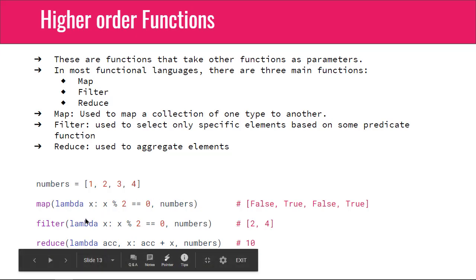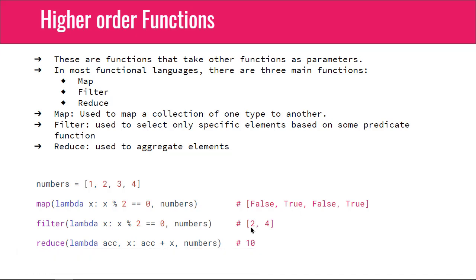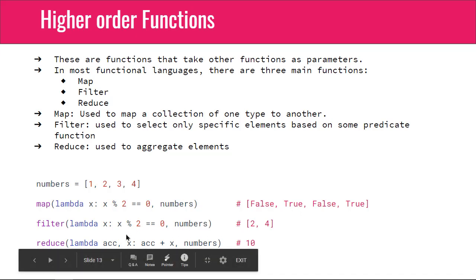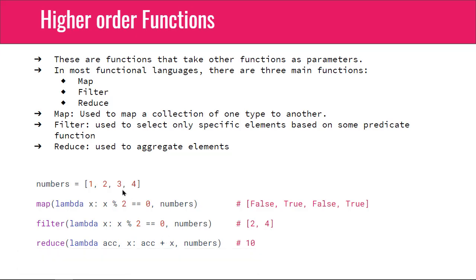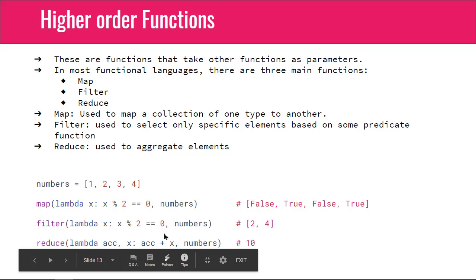Let's say we want to filter out only the even numbers. In that case, we can use the filter function. So here the lambda expression is the same, and wherever we were getting the value true, those elements are included in the output list. Reduce function is a little bit different in that it takes an accumulator and the element from the numbers list. It goes through and performs the specified operation on all the elements of this list. In this case, I am specifying to sum all the elements. So it returns a single value of 10.